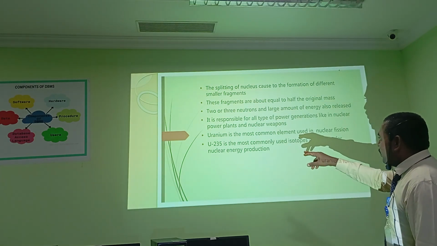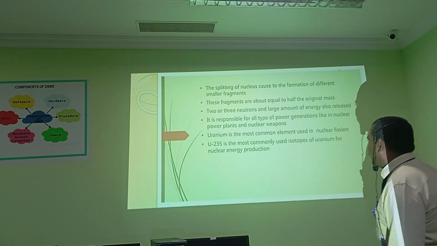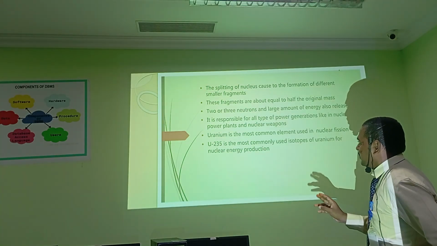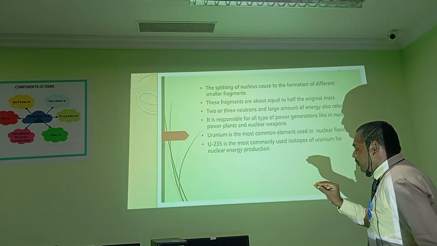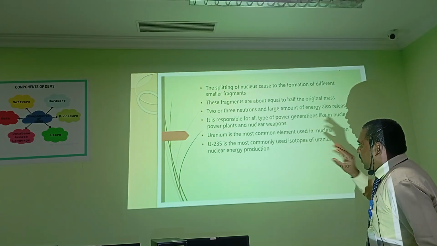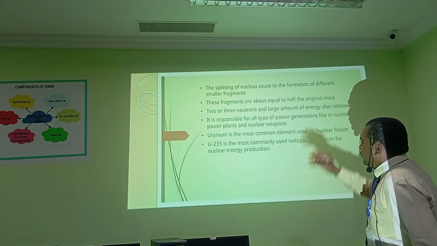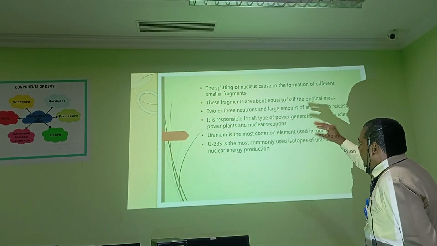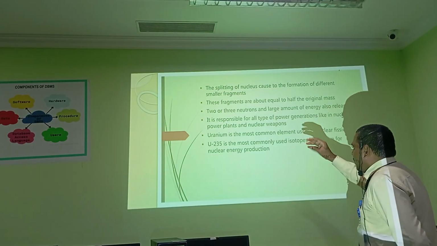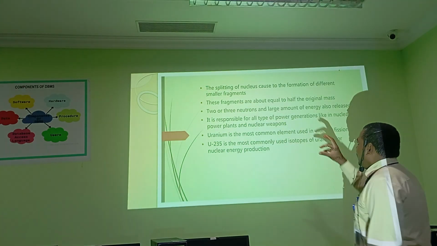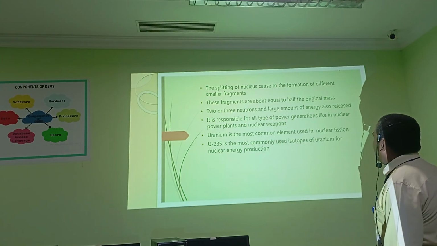Uranium-235 is the most commonly used isotope of uranium for nuclear energy production. When the nucleus is bombarded with a proton or a neutron, it splits into other parts, and alpha, beta and gamma rays are emitted, forming a cyclic reaction pattern in nuclear fission.